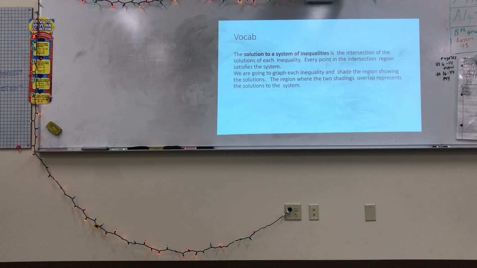Vocab: the solution to a system of inequalities is the intersection of the solutions of each inequality. Every point in the intersection region satisfies the system. We are going to graph each inequality and shade the region showing the solution. The region where the two shadings overlap represents the solution to the system.